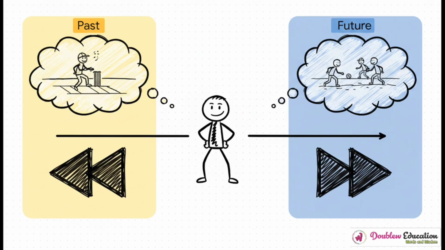To talk about the past, you just swap out our helper words is or are with was or were. So, yesterday I was watching cricket. See? Simple. And to jump into the future, we just use the magic words will be. Tomorrow I will be playing with my friends. And just like that, you're a time traveler.